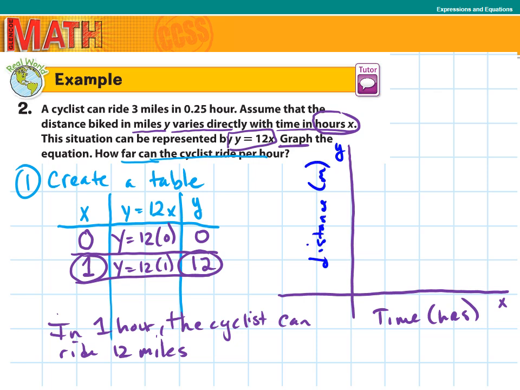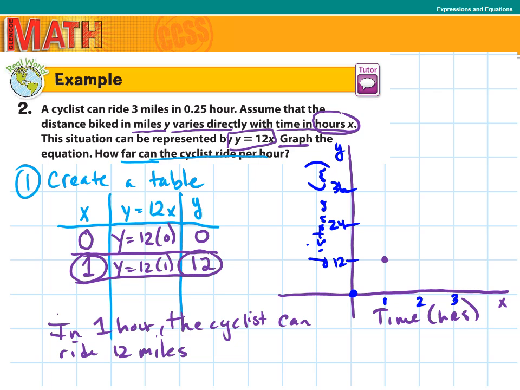And it's in miles. So when I'm going to graph this, obviously there's 0, 0. And for 1, we'll go up by 12. So we can do that: 12, 24, 36, for our time of 1, 2, and 3. So let's go ahead and plot the 1, 12. So in 1 hour, it's 12 miles.